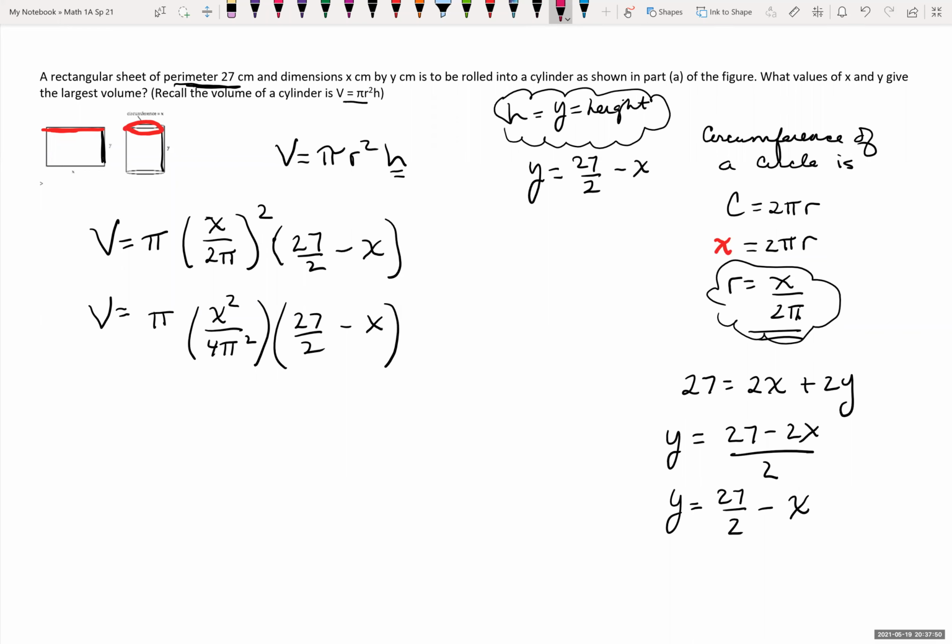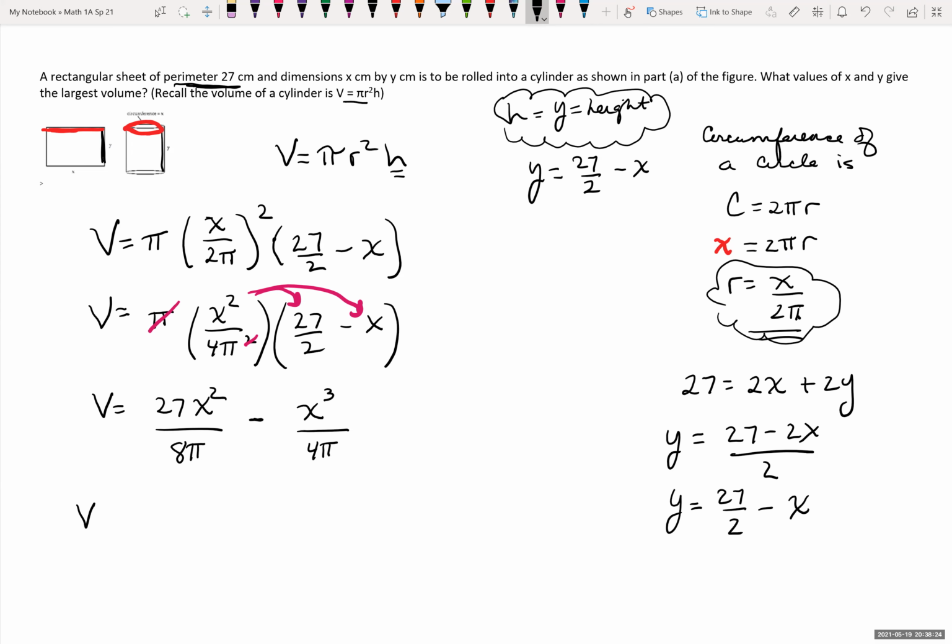Notice that one of our pi's cancels in the denominator with this pi up here in the numerator. So let's go ahead and distribute so we don't have to use the product rule. And when we distribute, we get x squared times 27 in the numerator, so 27x squared all over 4 pi times 2, which is 8 pi. Minus, when I distribute to the next term, I get x squared times x, which is x cubed, all over 4 pi.